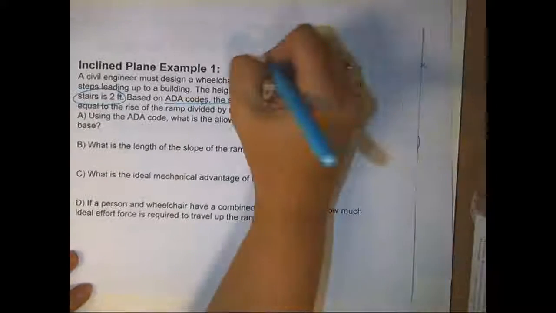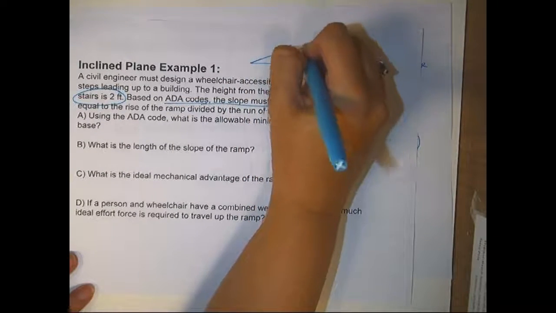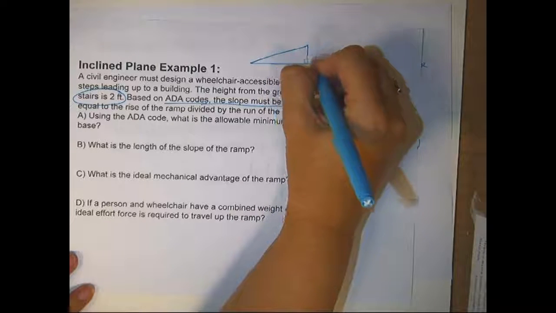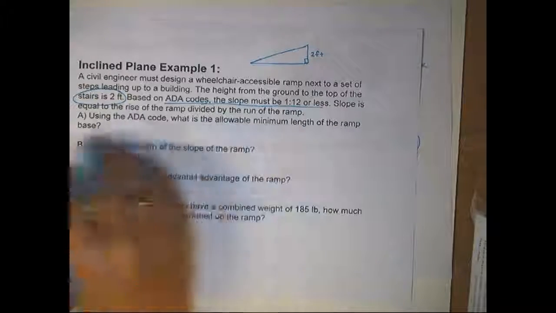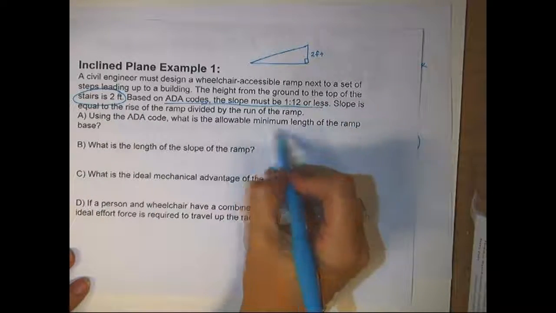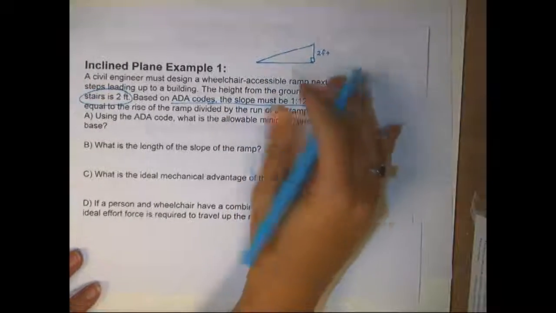So the first thing I'm going to do is I'm going to draw a picture. And I'm going to label what I know. I know this end here is 2 foot. And I need to first find out what the minimum length of the ramp base is. So it's asking me how long this side needs to be.